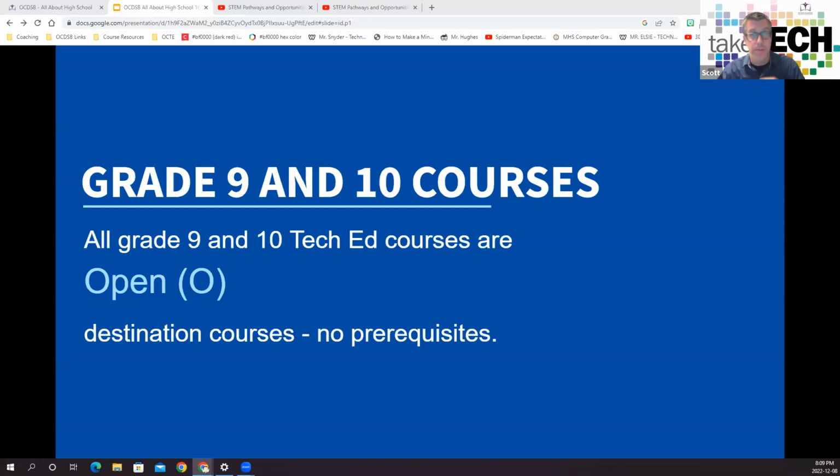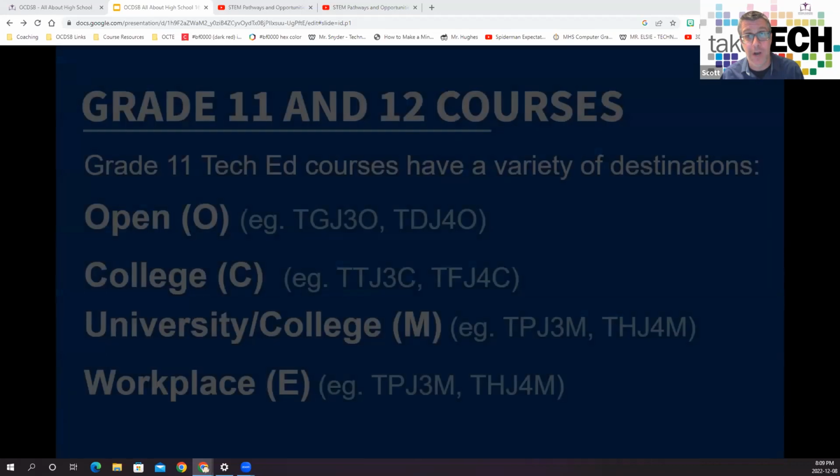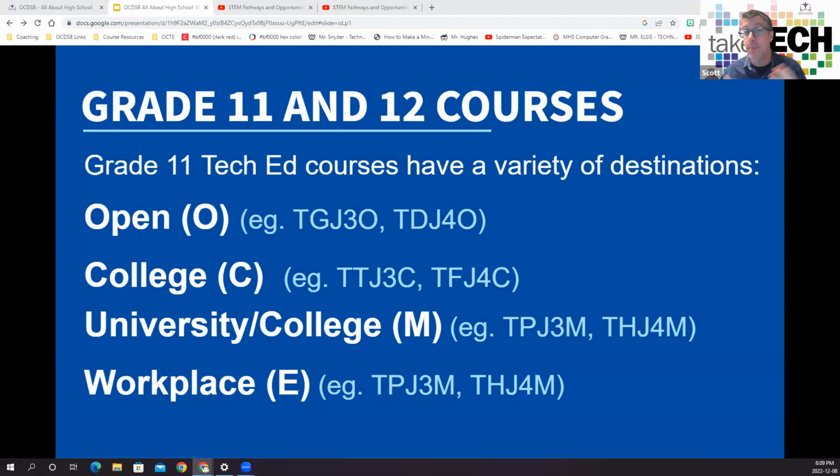It's open. All the students are coming together, and it's more of an investigation level. They're able to just sample the course, find out if it's something that they're interested in. When they get to grade 11 and 12, this is where it gets a little bit more, I'm not going to say complicated, but there's more options. O continues to be open.